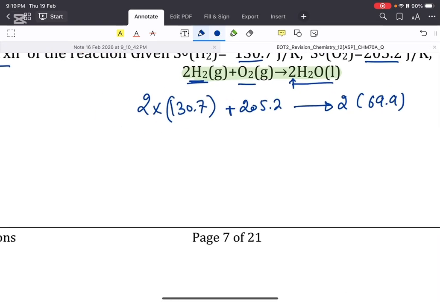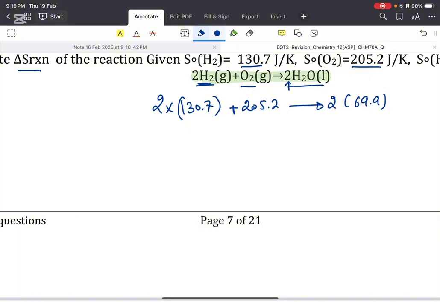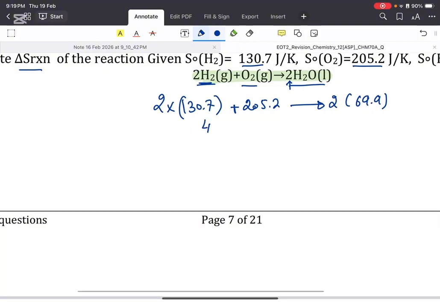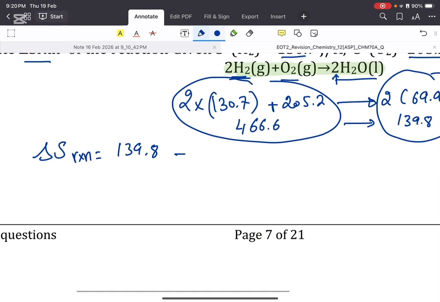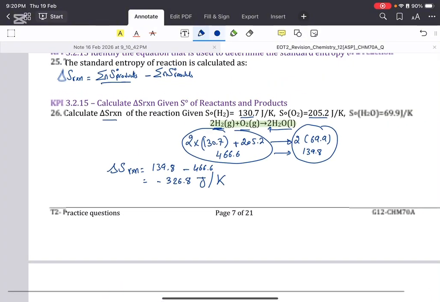Now if I calculate each value, I'm going to get 466.6 for the reactants, and this one is 139.8. The delta S of a reaction is the entropy of products, 139.8, minus the entropy of reactants, which is 466.6, and the answer is minus 326.8 joule per Kelvin.